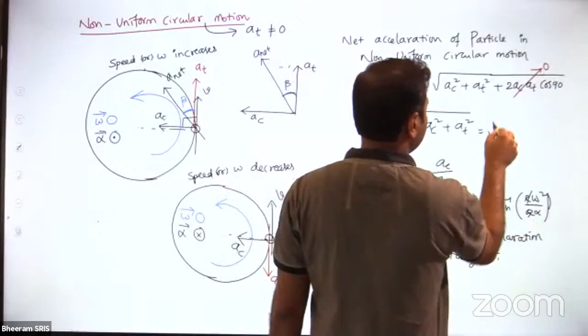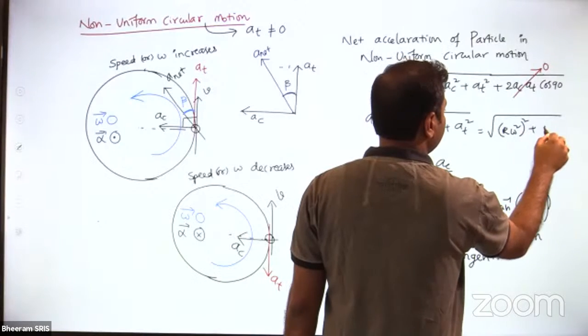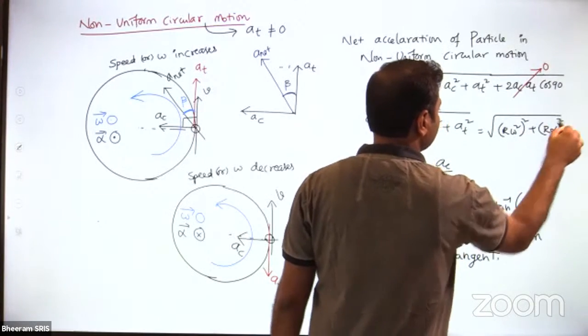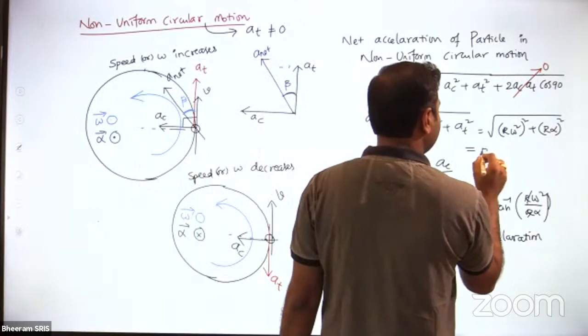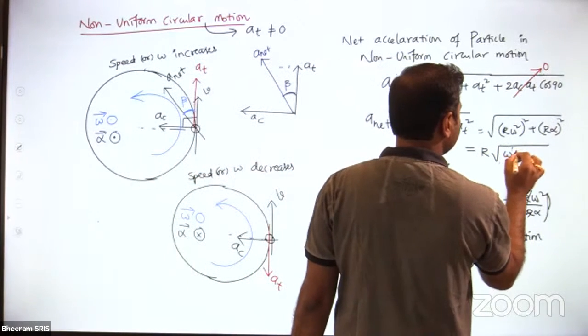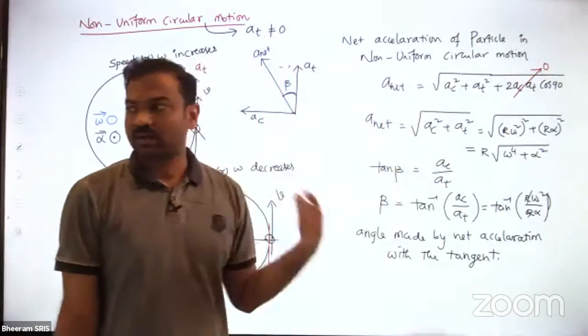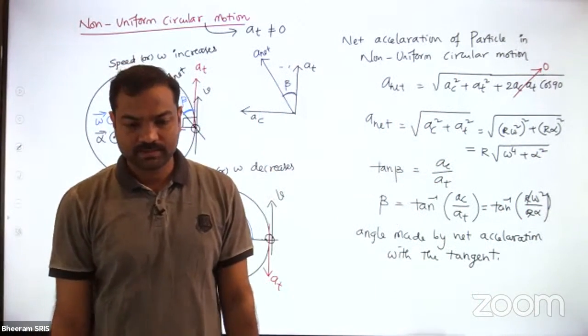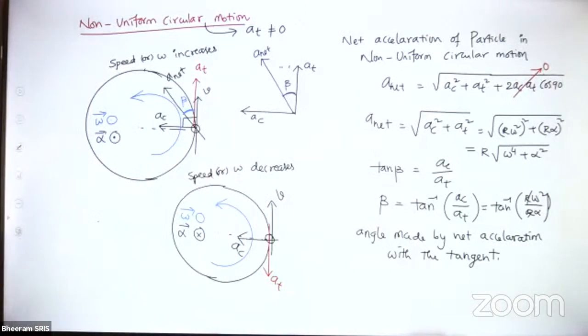Here also, root of r omega square whole square plus r alpha whole square. You can take r outside. You can further extend to root of omega raised to 4 plus alpha square. I have taken r out of the expression. All of you okay? Understood? Write down this. I think you understood the non-uniform circular motion.